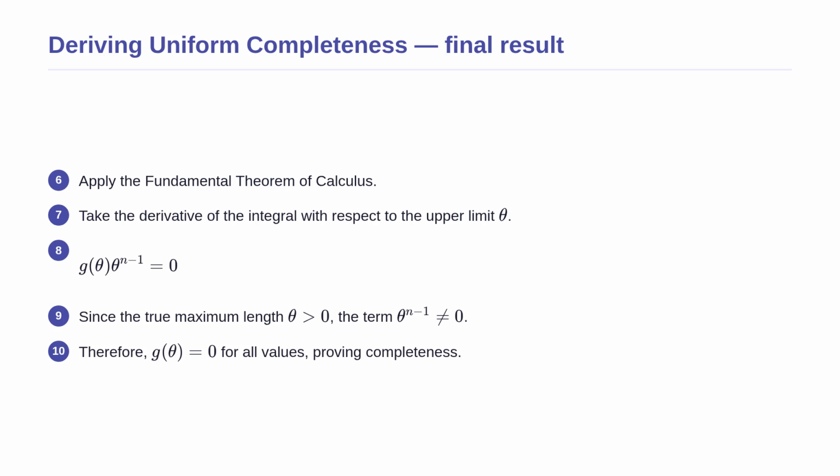Taking the derivative of the left side simply replaces the integration variable t with theta inside the function. The derivative of 0 on the right side remains 0. This gives us the equation g of theta times theta to the power of n minus 1 equals 0. Since the true maximum length theta is strictly greater than 0, the term theta to the power of n minus 1 cannot be 0. Therefore, the only mathematical possibility is that the function g of theta is 0 for all values. This proves conclusively that the sample maximum is a complete statistic for the uniform distribution.